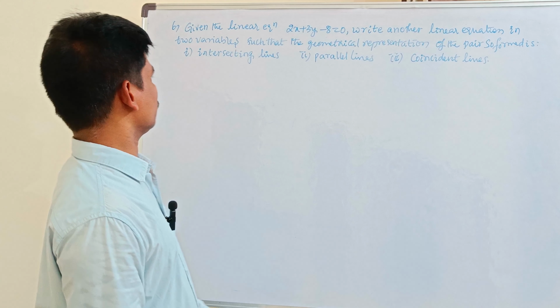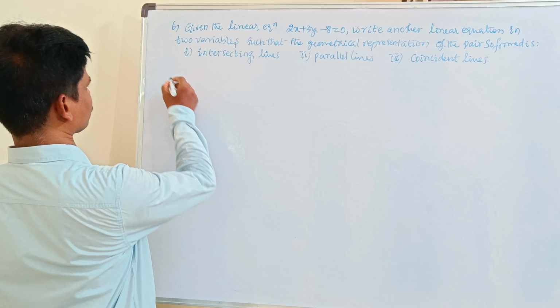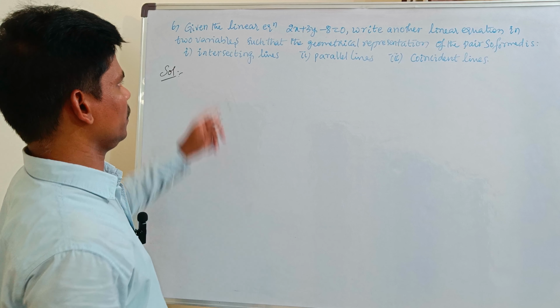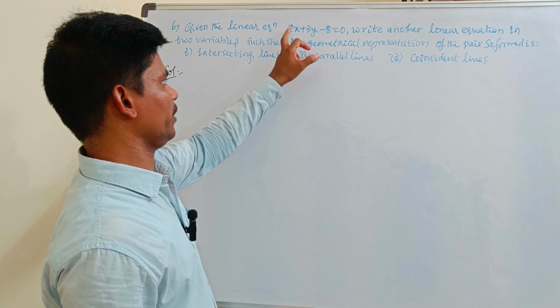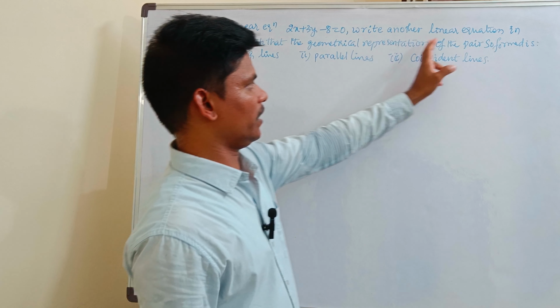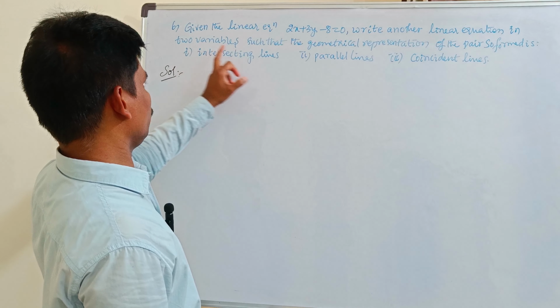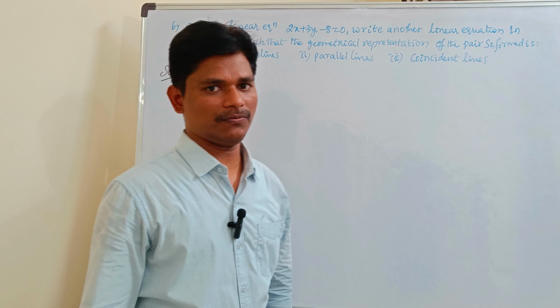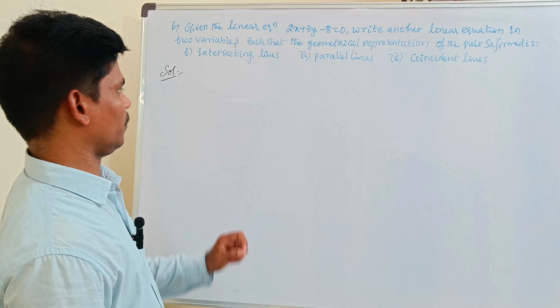Here, next question, sixth one. What are given? Given linear equation 2x plus 3y minus 8 is equal to 0. Write another linear equation in two variables such that the geometrical representation of the pair of those linear equations is formed.